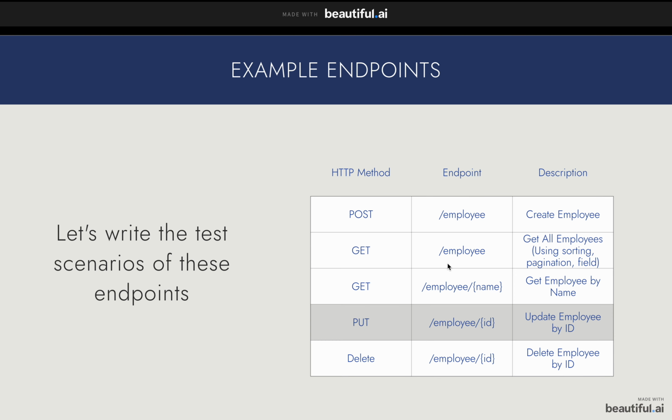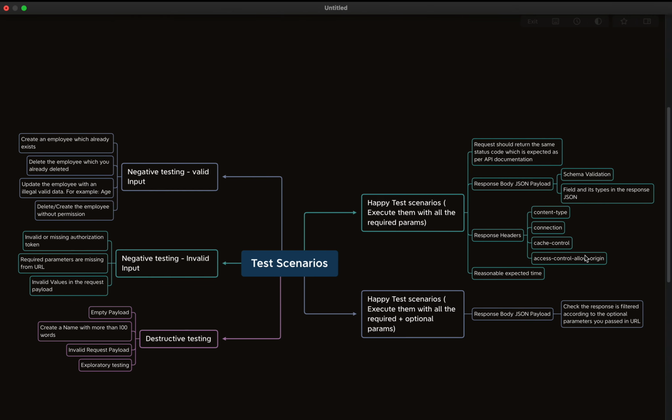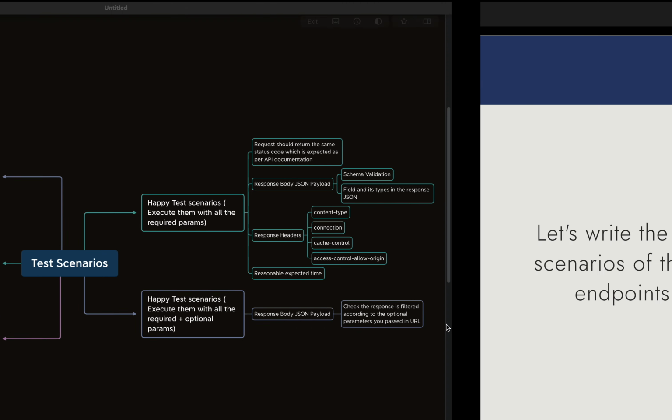Then you can check get employee using sorting, that the sorting functionality is working fine and providing you the resources according to the sorting you are expecting. You can also test pagination. Suppose you have 1,000 employees, and you are expecting that if I write pagination in my query parameter with 10, then it should only return 10 employees instead of 1,000. And you can also put a query parameter on the field value. So these are the things you can cover as part of required plus optional parameters.